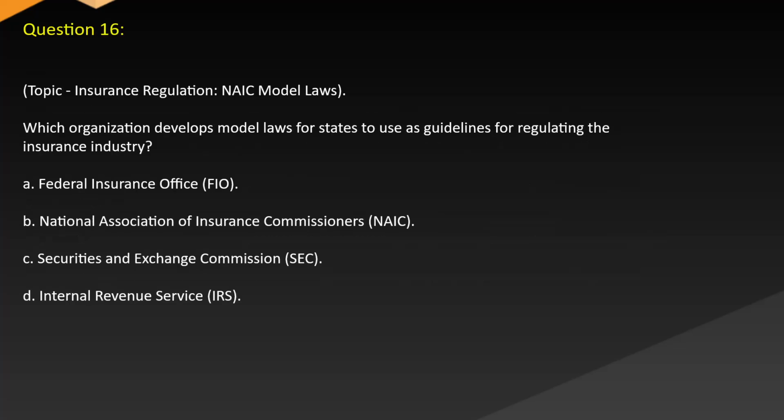Question 16. Topic: Insurance regulation. NAIC model laws. Which organization develops model laws for states to use as guidelines for regulating the insurance industry? A. Federal Insurance Office, FIO. B. National Association of Insurance Commissioners, NAIC. C. Securities and Exchange Commission, SEC. D. Internal Revenue Service, IRS.